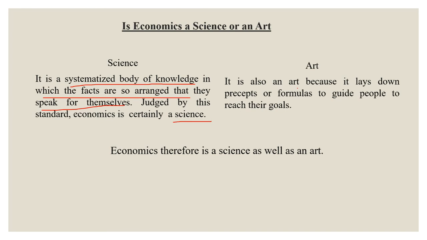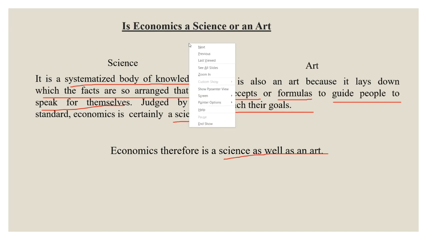Economics is also called an art because it lays down precepts. It has formulas also, and formulas are useful to guide the people to reach their goals. So economics is a science as well as an art.